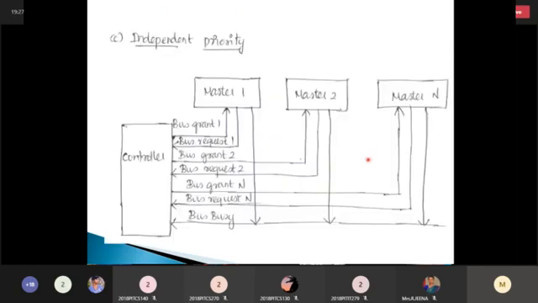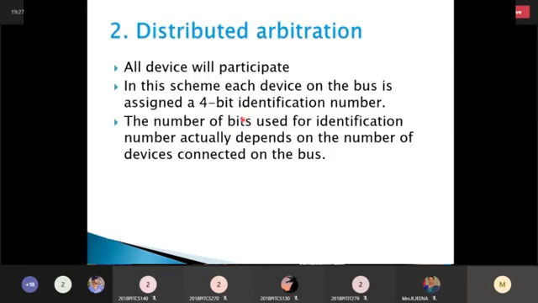Independent priority means we have masters 1, 2 till n, and the controller gives the bus grant as the request is sent to it. Each device sends the bus request, and according to that the controller sends the bus grant signal to the particular master. So this is about independent priority.